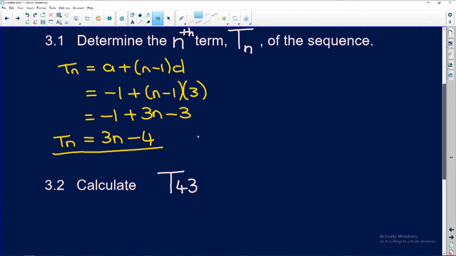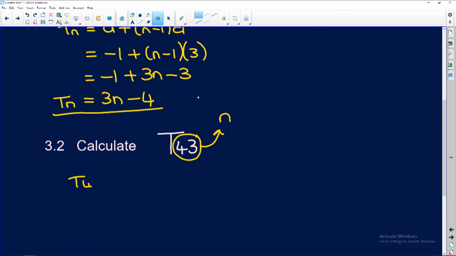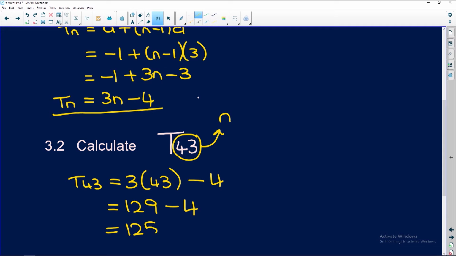The next question says, calculate term 43. When you get a number attached to T, it means you substitute it into wherever you see n. So term 43 is equal to 3 times n, which is 43, minus 4. Mental maths: 3 times 40 is 120, plus 3 times 3, which is 9, is 129, minus 4. So T43 is 125. Easy peasy substitution.